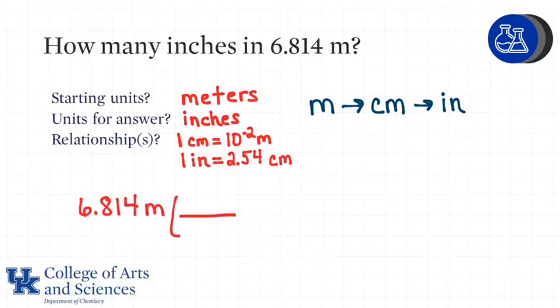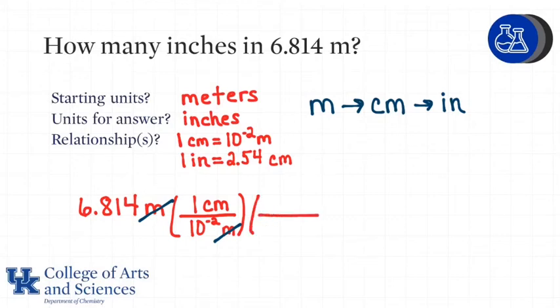We start with our 6.814 meters because that's our given value. We have meters in the numerator, so we need to have meters in the denominator, and we're going to put the centimeters on top. Notice the 1 stayed with the prefix, the meaning with the base. The meters is on the bottom so that our units will cancel out. Now if I stop the problem here, I'd have my answer in units of centimeters.